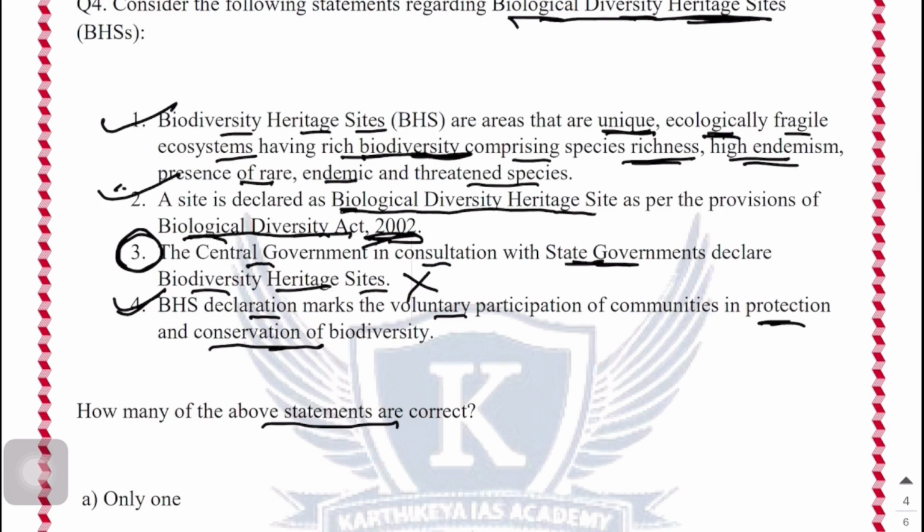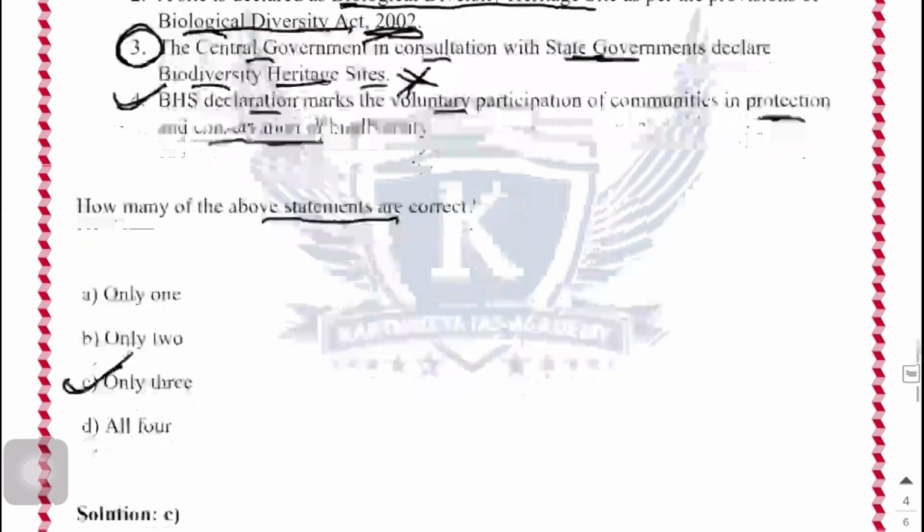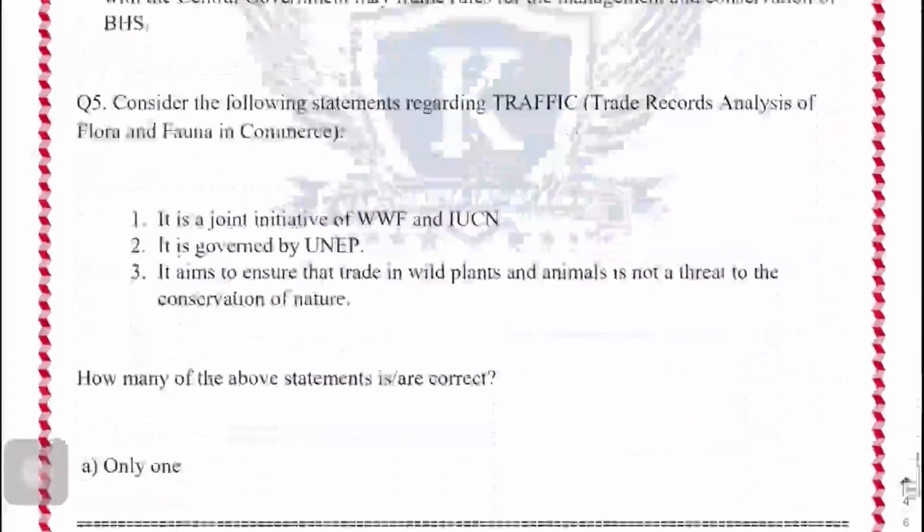So the state government in consultation with the central government will frame rules about the conservation of the BHS. So the third statement is not a correct statement. As the three statements are correct, C will be the correct answer. Let's go with the fifth question.